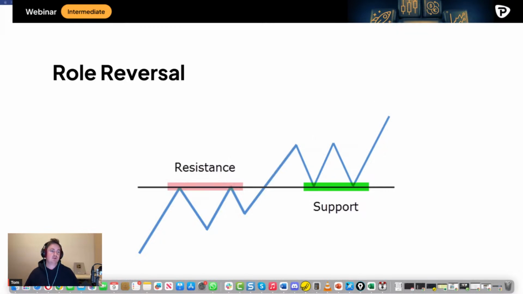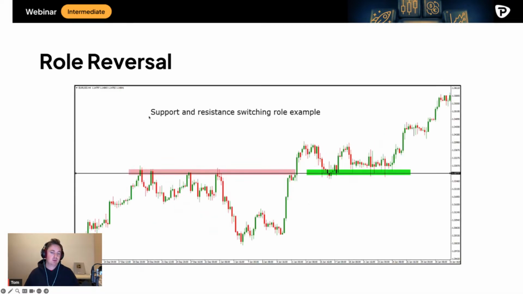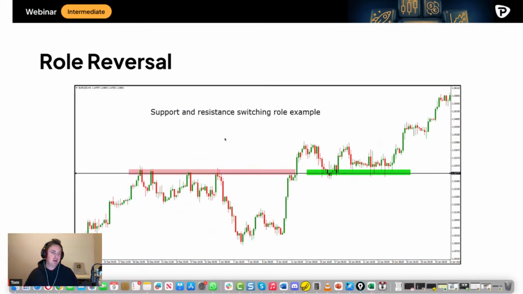So role reversal, and more importantly, the resistance breakouts or the breakouts of these key build levels are going to be important. Take example here. This is role reversal at its finest. We've got resistance, resistance, resistance, resistance. We all know what that is. It's a high of the market. Nothing else. It's that simple.